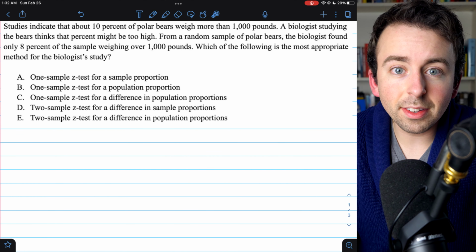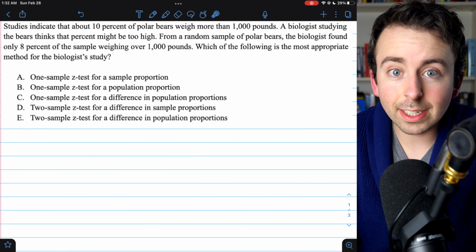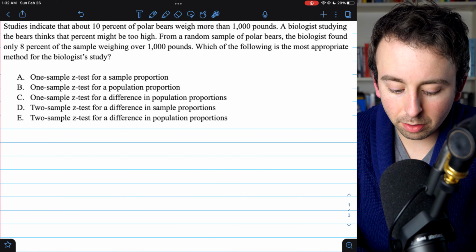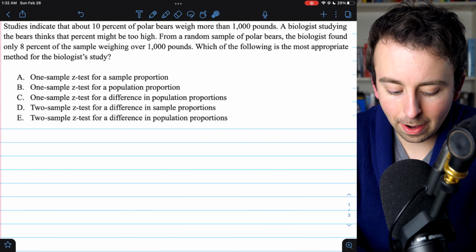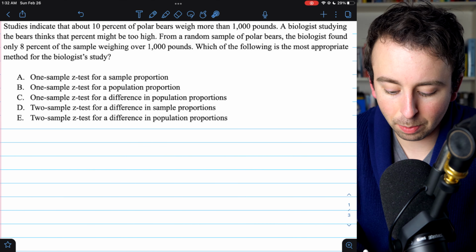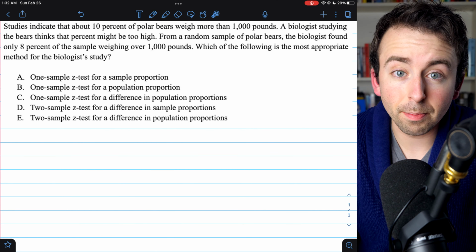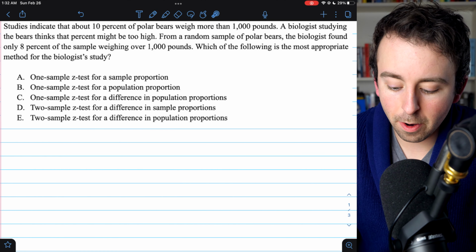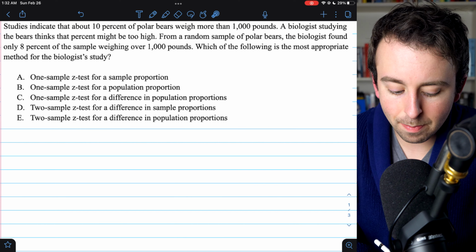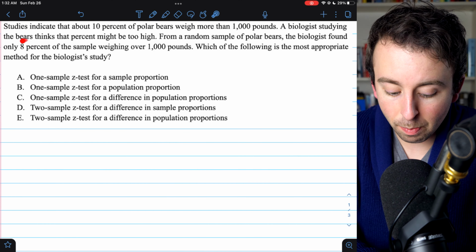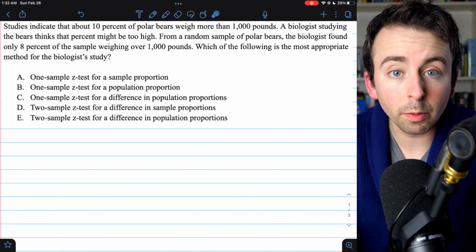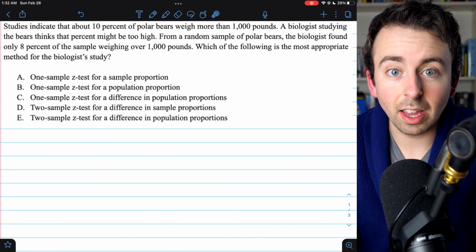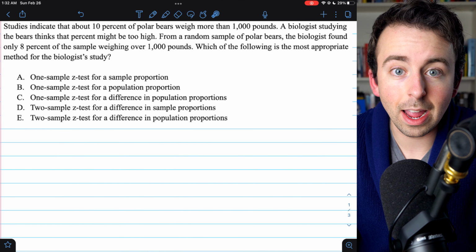Beyond that, we know that this is a one-sample test. We've only collected a single sample. There's the whole population of polar bears, and studies indicate that about 10% of them weigh more than 1,000 pounds, but there's no sample there. The only sample is the one from the biologist, where we have a proportion of that sample weighing over 1,000 pounds. Okay, so it's a one-sample test for a proportion.